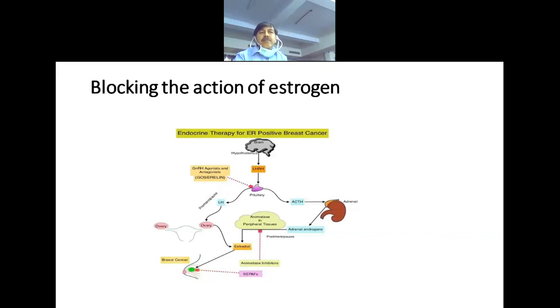So by this picture, you can try to understand that we can block the production of the estrogen by this LH-RH agonist at the anti-pituitary level, or we can block this aromatase enzymes by aromatase inhibitors, or we can block estrogen at the receptor levels. So there are three methods by which we can block the action of the estrogens over the cancer cells.